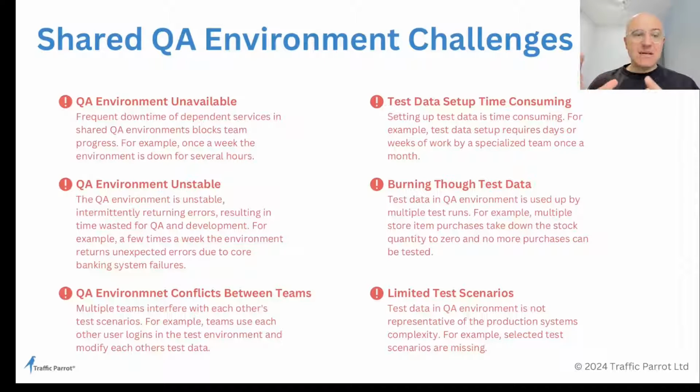Environment instability. For example, a few times a week the environment returns unexpected errors due to core banking system failures. Or conflicts between teams, where teams use each other's logins in the test environment and modify each other's test data, stepping on each other's toes.